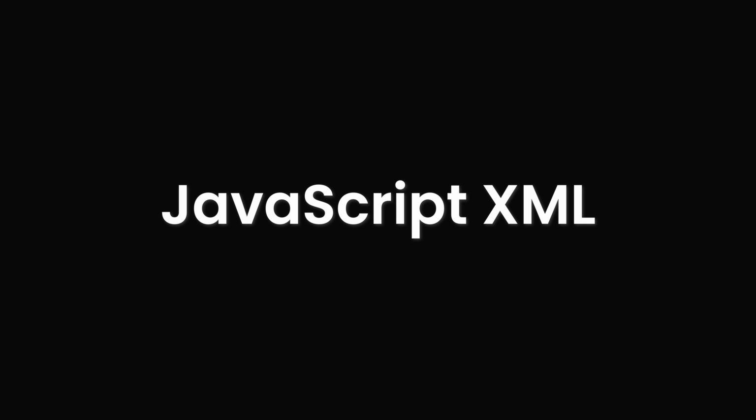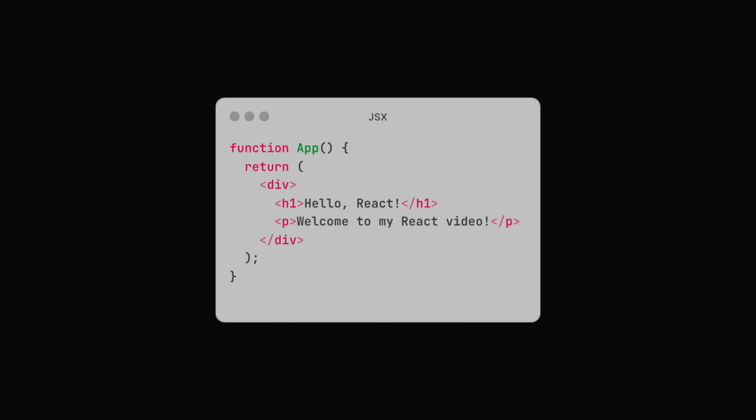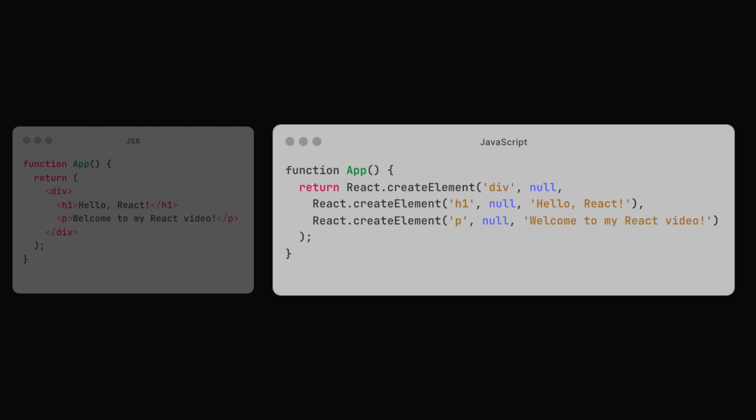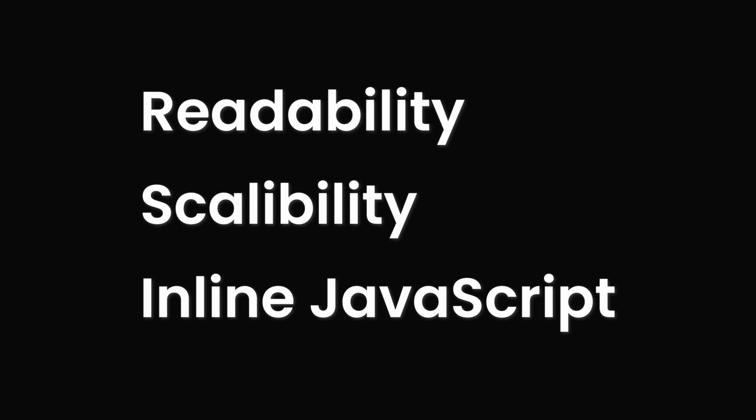Starting with JSX, which stands for JavaScript XML. JSX is a syntax extension for JavaScript that allows us to write HTML-like code in our JavaScript files. It helps us create and structure our React components in a more readable and intuitive way. When we compile our React application, the JSX is transformed into simple JavaScript, which then can be understood by browsers. We use JSX for readability, scalability, and support for inline JavaScript.